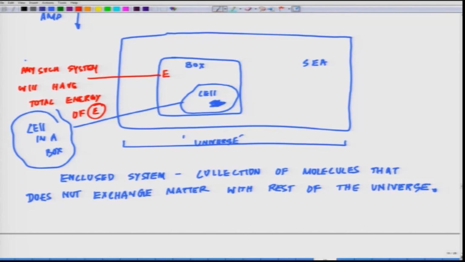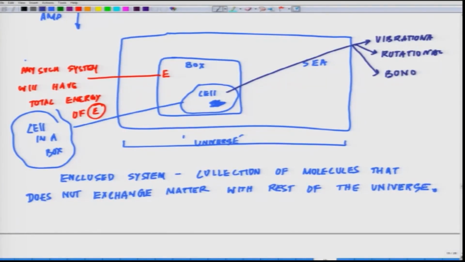So, let us enumerate the energies just in case you forget: translational, vibrational, rotational, and the bonding, and the major chunk will be the bonding. These will be the minor ones that make up the molecule.